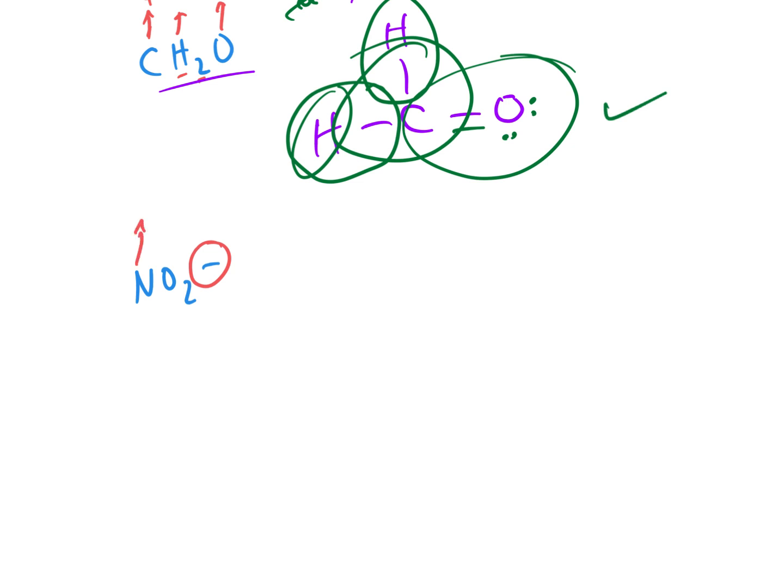So let's count them. We have how many for nitrogen? 5, because it's in group 15, right? How many for oxygen? 6, but there's a total of 2, so that's 12 total. We add them, we have 17. Don't forget to add the 1 for the negative. So remember, if you have an odd number of valence electrons, something's wrong.